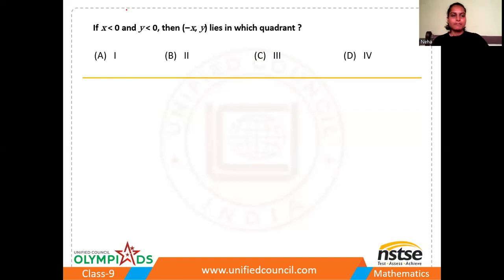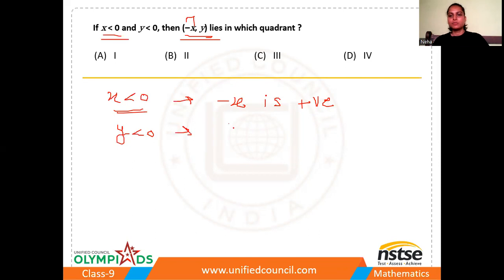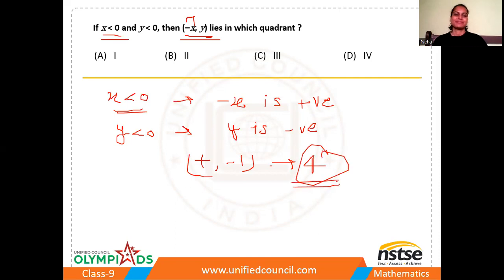Here is the next question. If x is less than 0 and y is less than 0, then (minus x, y) lies in which quadrant? If x is less than 0, what does it mean? That means x is negative. Here it is asking about minus x. That means minus x is positive, right? And if y is less than 0, that means y is negative. So positive comma negative. Which quadrant, my dear students? Yes, this is quadrant 4. So here it is talking about quadrant 4.